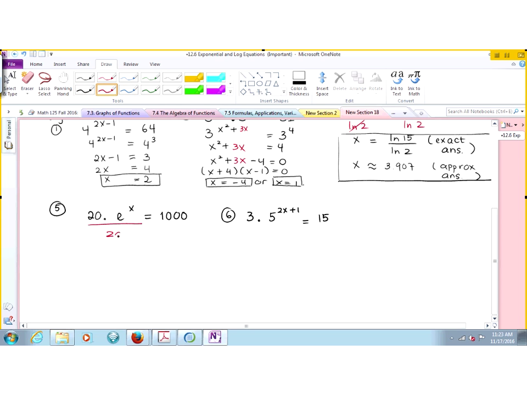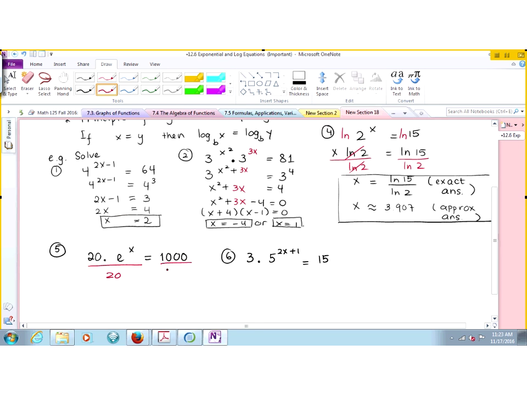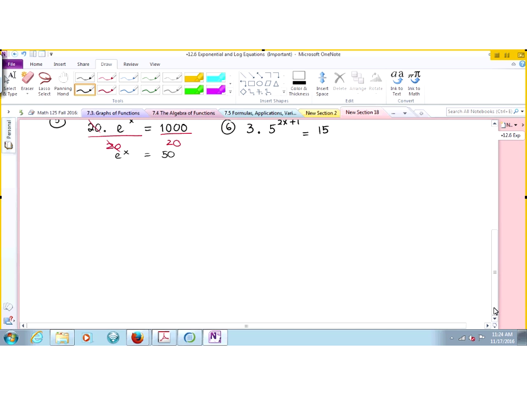Divide by 20, yes. So you have to divide. You cannot have anything other than the base and the exponent. So only base and exponent before you apply ln. So I cannot leave the 20 there. So what do we have? e to the x is equal to 50. Yes.